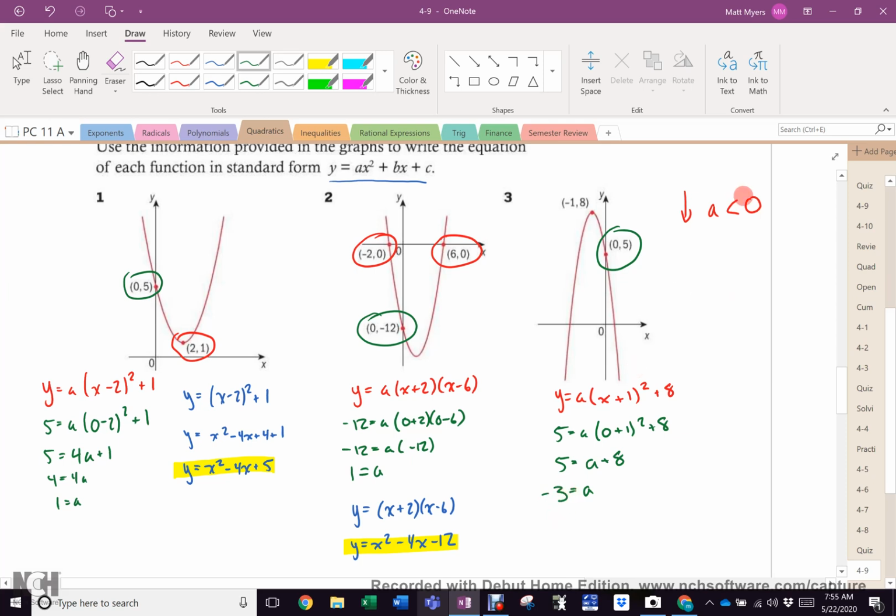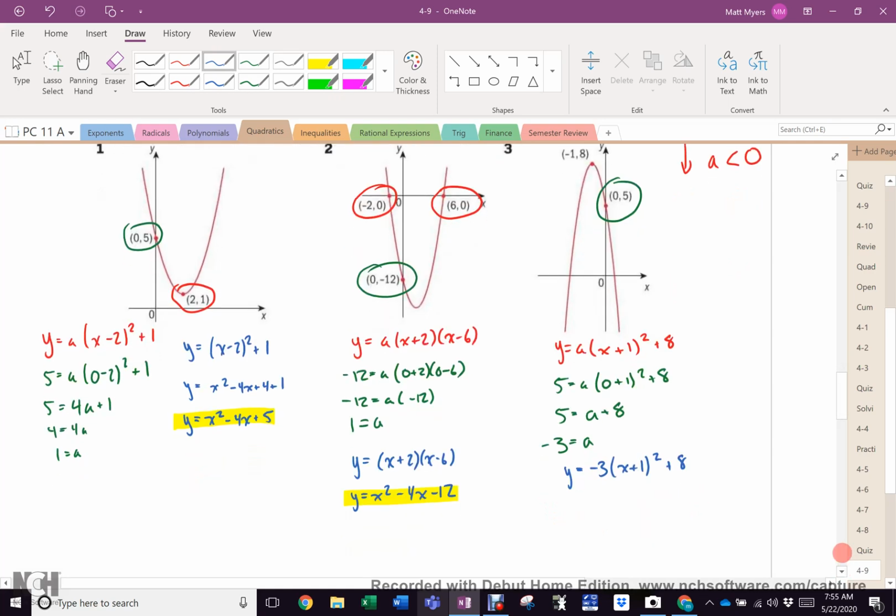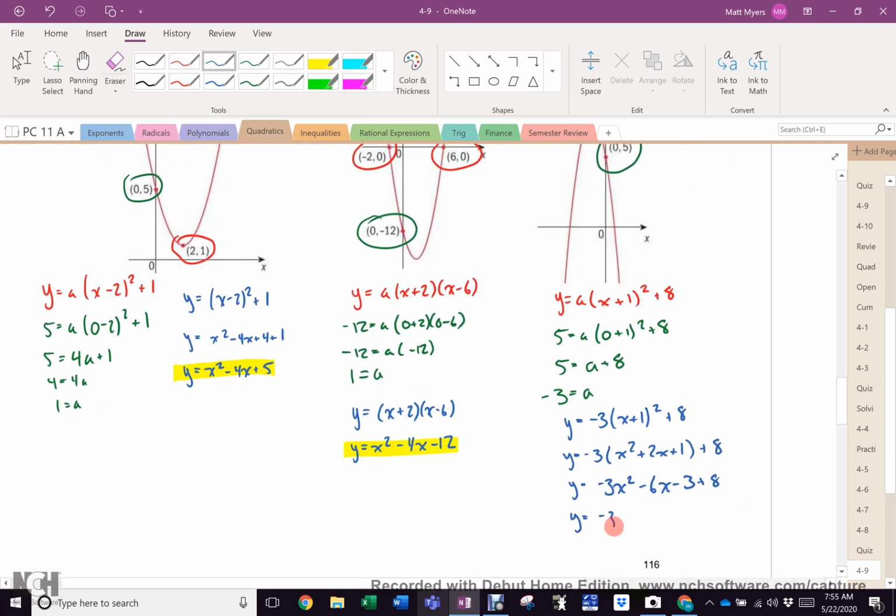That makes sense because a was supposed to be less than 0, so then we just plug it in. y equals negative 3(x plus 1) squared plus 8. y equals negative 3 times (x squared plus 2x plus 1) plus 8. y equals negative 3x squared minus 6x minus 3 plus 8. y equals negative 3x squared minus 6x plus 5. And there we go.